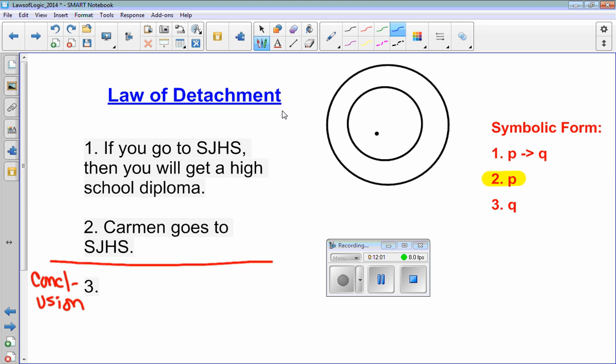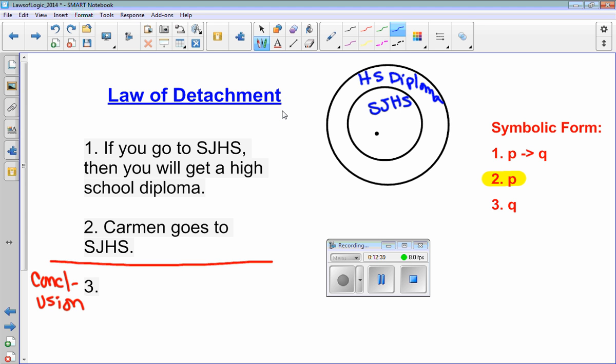If you go to SJHS, where does SJHS go in the Venn diagram? Outside all the circles, inside the large circle, inside the small circle, where does it go? If we're doing an if-then statement, where does the hypothesis always go? In the smallest circle. Good. So we're going to say SJHS here. So if you go to SJHS, then, so where does get a high school diploma go? In the bigger circle, right. So we're going to say high school diploma. Good. All right, good so far.